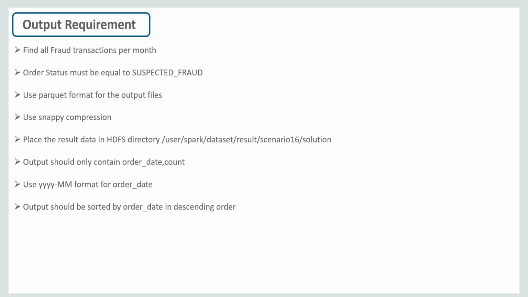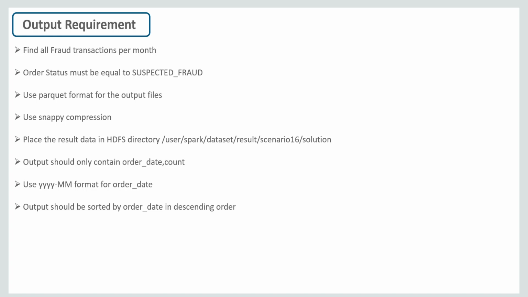The output requirement says to find all fraud transactions per month. That is, order status must be equal to suspected fraud. Use PARQUET format for the output files and use SNAPPY compression. Place the result data in an HDFS directory. Output should only contain order date and count, and use yyyy-MM format for the order date. Output should be sorted by order date in descending order.